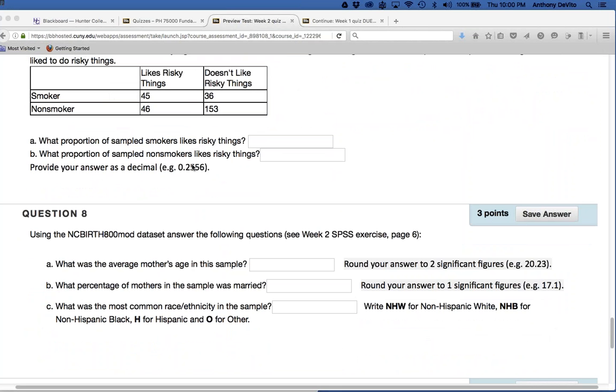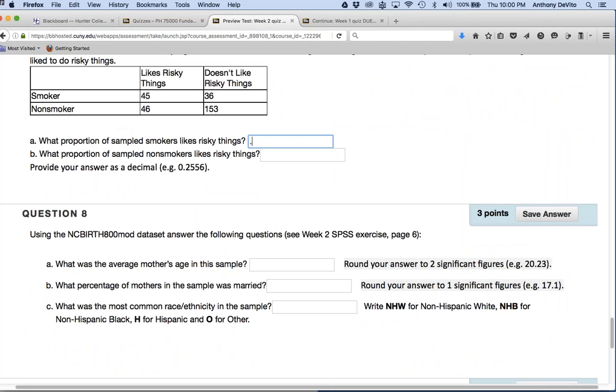What's the proportion of sampled non-smokers that like to do risky things? Well, that's only 46 out of 153. I'm making this number up. I didn't do the actual calculation, but as Greg mentioned, it's 45 over 81. And the proportion of non-smokers that like to do risky things is 46 over 153, which is roughly about a third, or about 0.53.